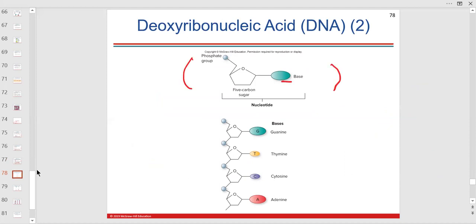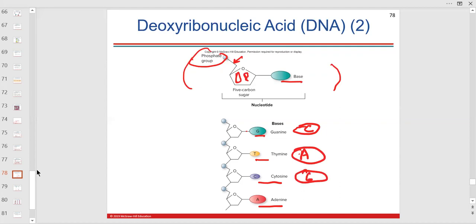Here's your base, which could be A, T, C, or G. Here's your deoxyribose. And then you have the phosphate. So the sugar always bonds with the phosphate group. And the sugar also bonds here with the base, G, T, C, and A. So what do you think G would bond with on this side, in this strand of DNA? Anybody remember? Yeah, C, right. What about T? A. And C again, back to G. And then A to T.